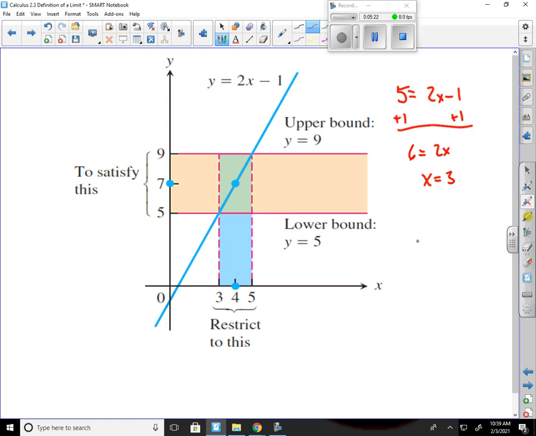To find my upper bound, I had a good question. The question was, where did the 5 come from? Our 5 is the y value here. So when I plug the 5 in for y, I'm looking for my lower bound. What x would give me 5? So when I plugged that in, I solved and found x equals 3 would give me 5, or y.